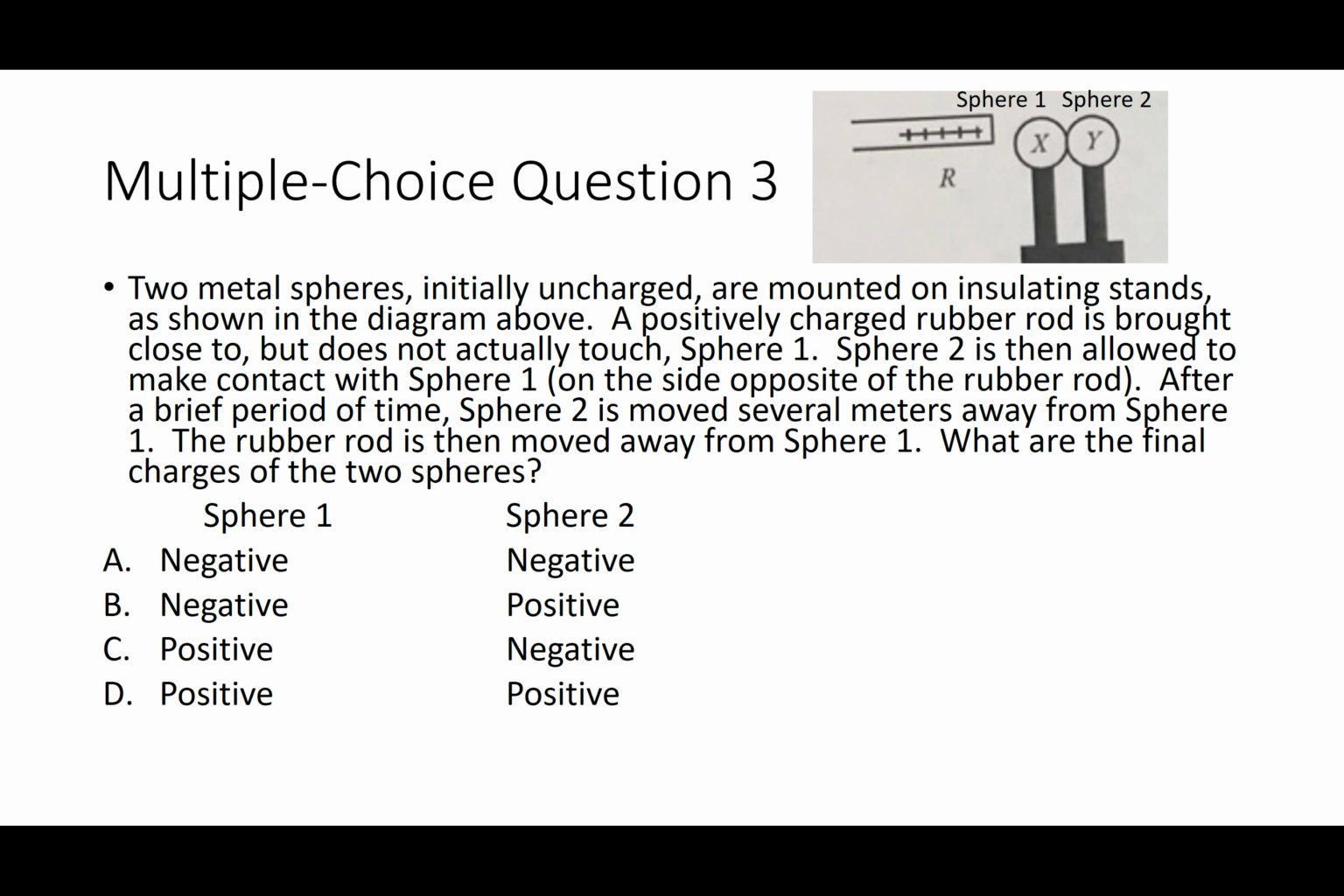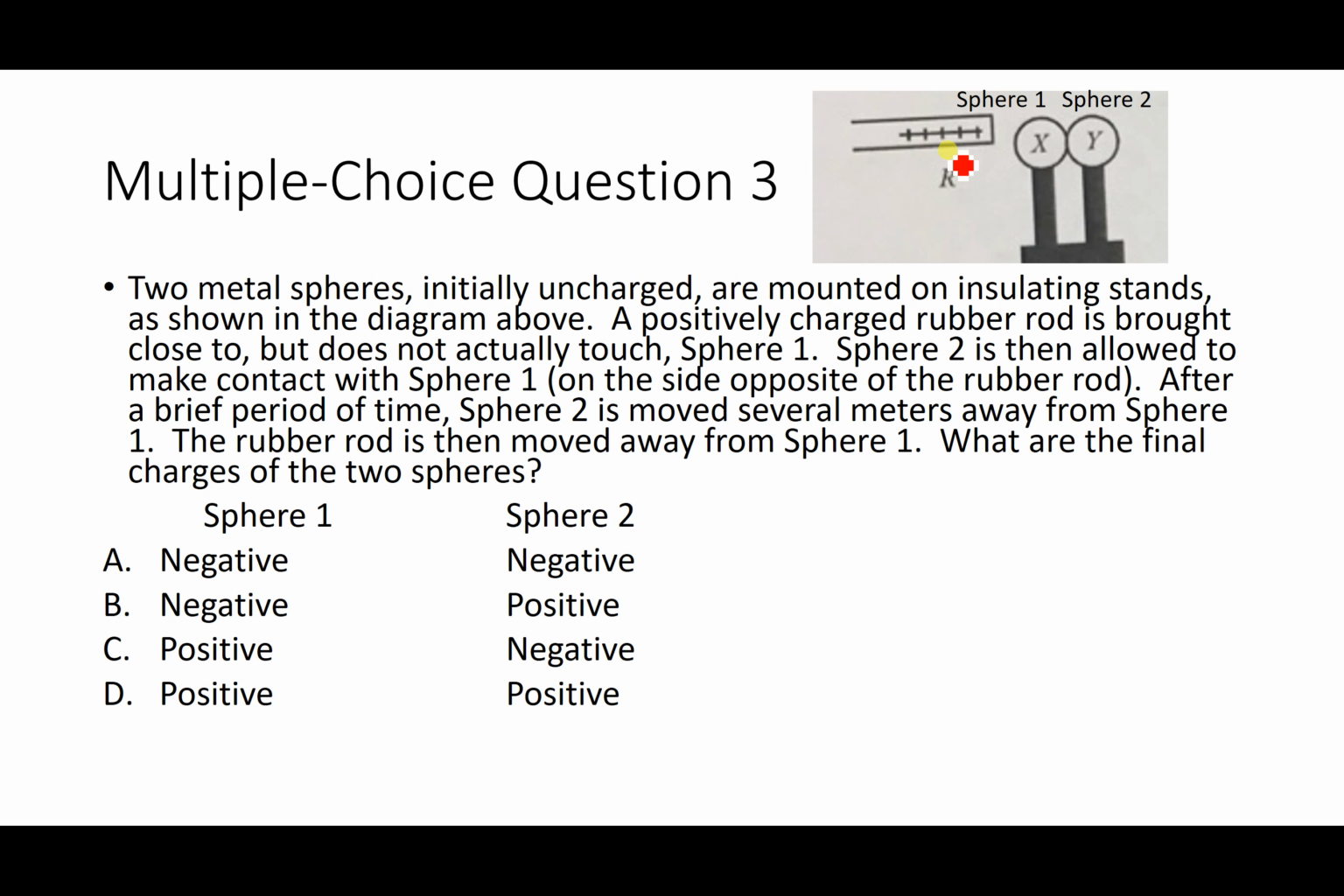2 spheres, initially uncharged, are mounted on insulating stands, as shown in the diagram. A positively charged rubber rod is brought close to, but does not actually touch sphere 1. Sphere 2 is then allowed to make contact with sphere 1 on the side opposite of the rubber rod. After a brief period of time, sphere 2 is moved away several meters from sphere 1. The rubber rod is then moved away from sphere 1. What are the final charges of the 2 spheres?